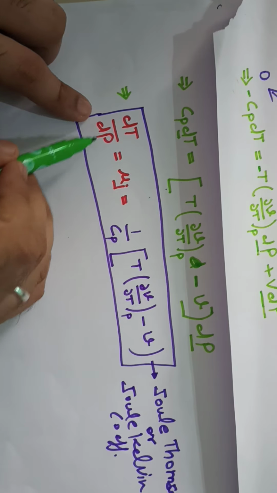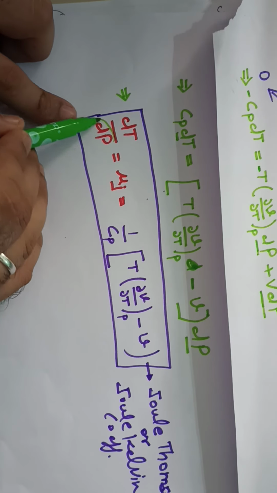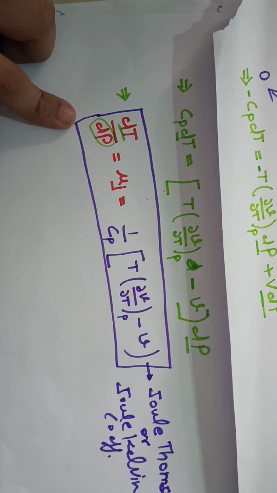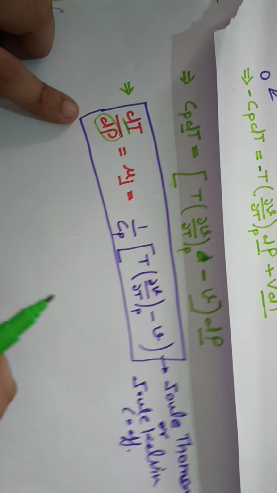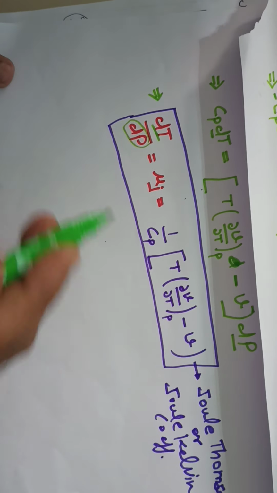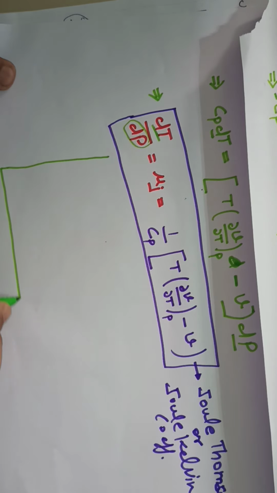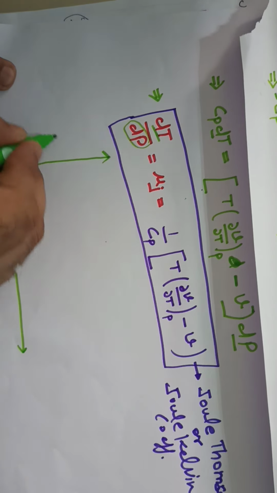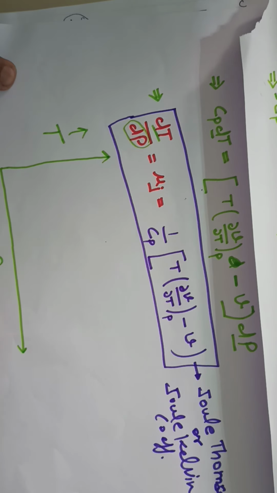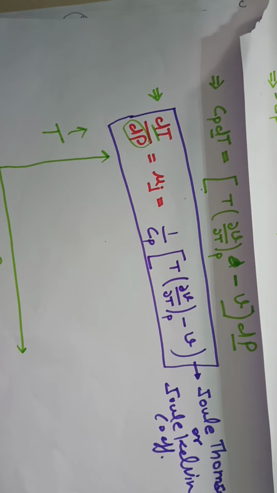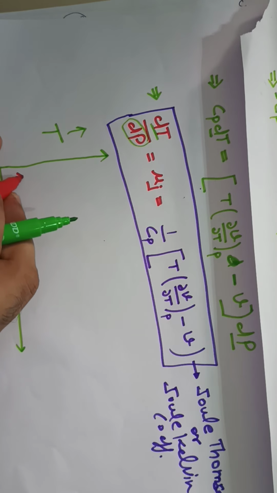Now here we can find out, with respect to the change in pressure, what will be the change in temperature. We can say this from the Joule Kelvin coefficient. So how to calculate this from the curves? Suppose this is the TP plane, and on this TP plane this is a curve.